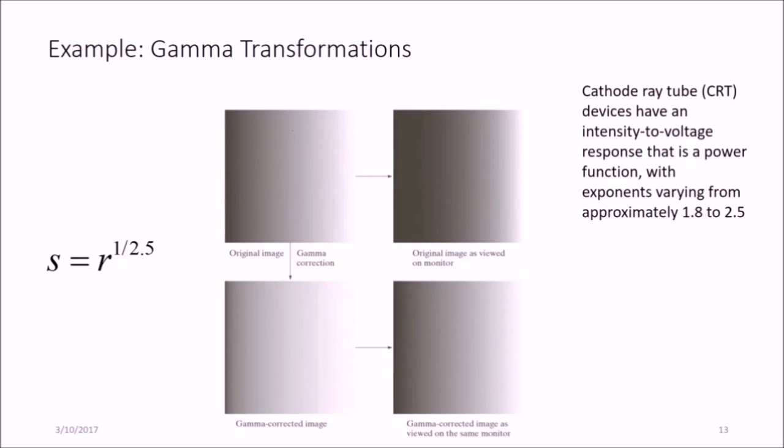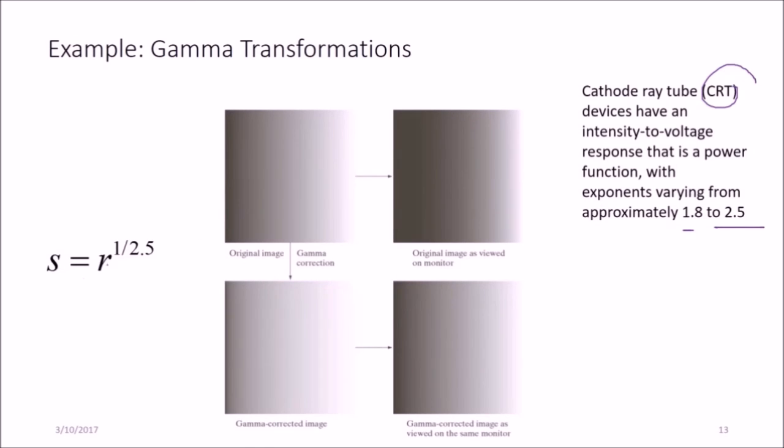This is the gamma transformation again, and cathode ray tube (CRT) devices have an intensity to voltage response. That is actually a power function, and it varies. That is, the exponent varies from 1.8 to 2.5. This is the property of CRT. We don't have CRT right now, but we still need to know what happened in CRT.